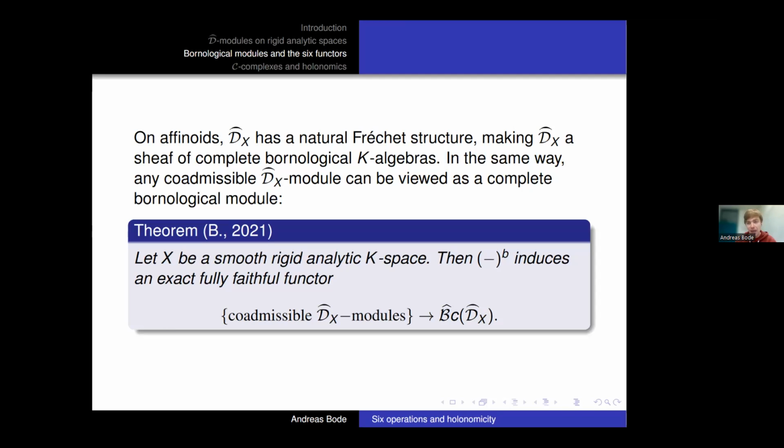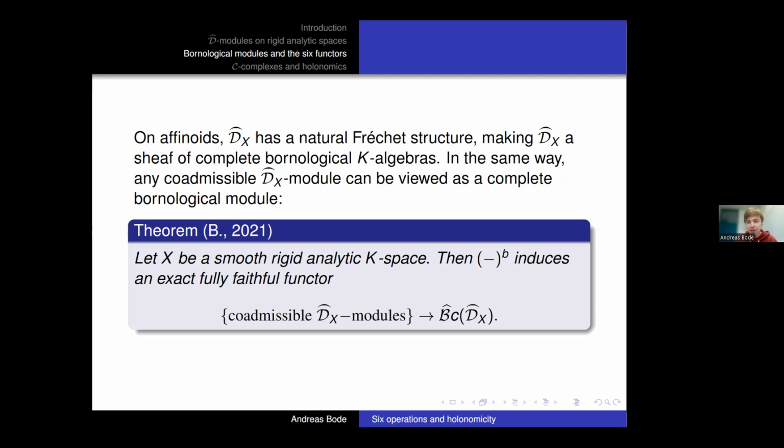In the same way, if I have a co-admissible module, this is locally given by Frechet spaces, so this is a complete bornological module. In fact, you can make a bornologification functor here, which sends a co-admissible module to a corresponding complete bornological module, and this functor is both exact and fully faithful. So the previous theory of coherent modules that Ardakov-Wadsley developed really fits inside this framework as a full subcategory.